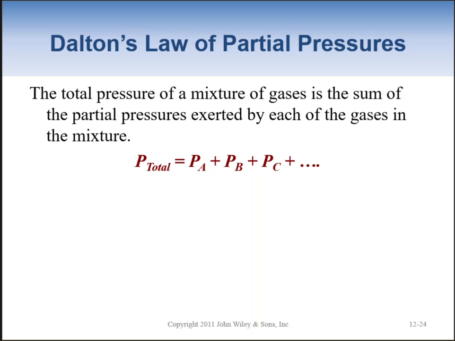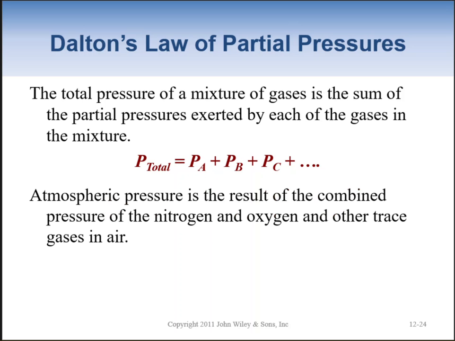So if you have a gas mixture that's composed of gas A, B, and C, the total gas pressure is the sum of the partial pressures of gas A, gas B, and gas C. Same thing with air. The pressure of the air, or the atmospheric pressure, is the sum of the partial pressures of the gases in the air. Those gases are nitrogen, oxygen, argon, carbon dioxide, and different types of gases. So you need to know Dalton's law of partial pressure.